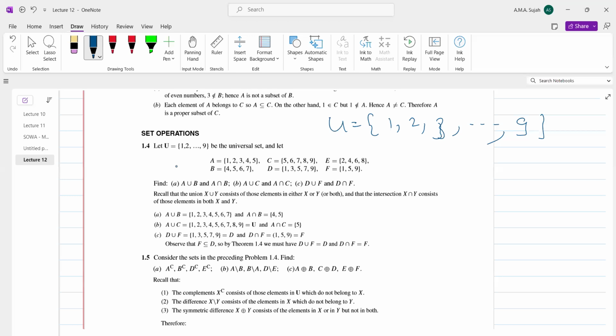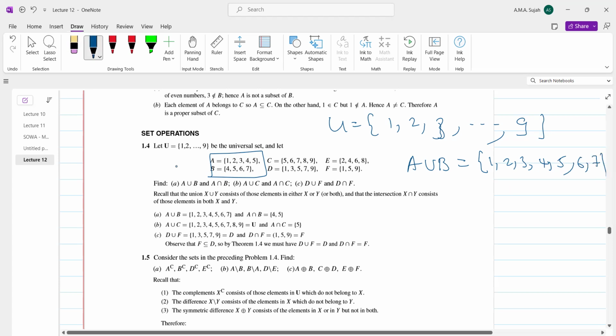So they are giving A, B, C, D, E, F. Now they are asking first A union B. How to write A union B? You need to write all the elements of A and B. So 1, 2, 3, 4, 5, comma. Then 4 and 5 are already there, no need to write again. Then you can write 6 and 7.